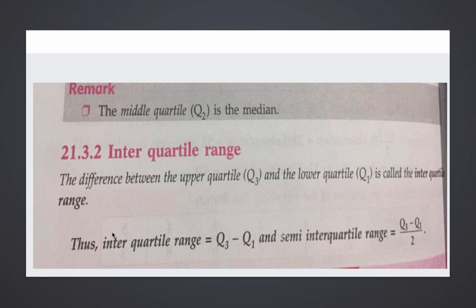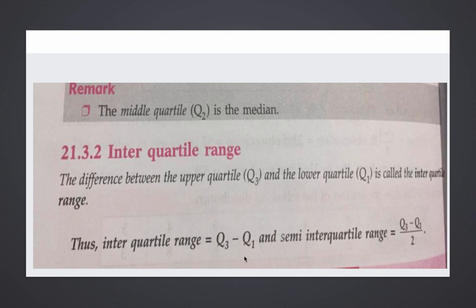Just subtract the 2. Interquartile range means the difference between the upper quartile and the lower quartile. You know the 2 values, just subtract the 2, and that is how we get it. Semi is always half, you all know. Circle is a complete circle, and semicircle means half.